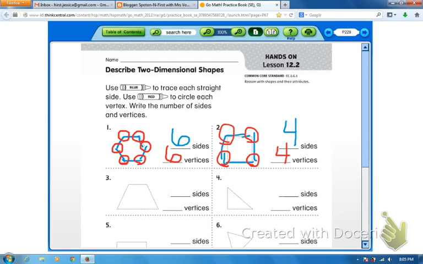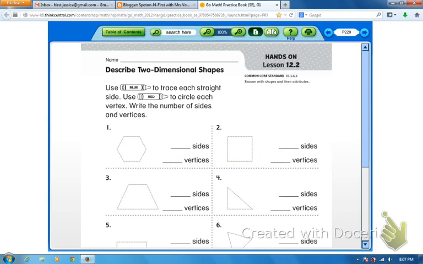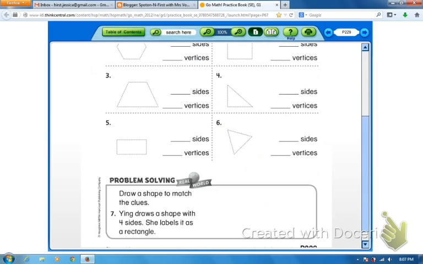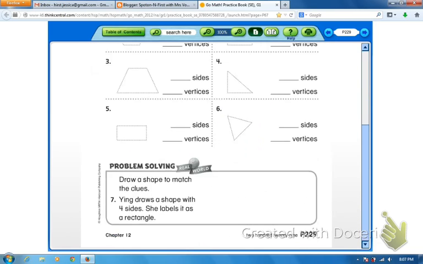And at the bottom of the homework page, the problem solving says, draw a shape to match the clues. Ying draws a shape with 4 sides. She labels it as a rectangle. So your child should be able to recognize the shape of a rectangle. They can do it either way, only have to draw one of them, but be able to see that this rectangle has 4 sides, and that's what it's called.